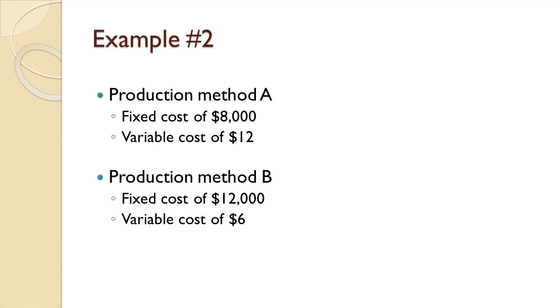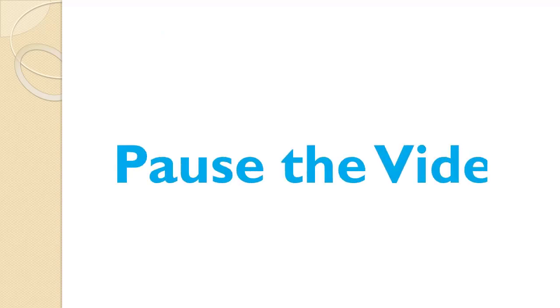In this example, production method A has fixed cost of $8,000 and variable cost of $12. Production method B has fixed cost of $12,000 and variable cost of $6. Find the indifference point. Since you've seen an example already, let me suggest that you pause the video and try to work this problem on your own. Once you're done, you can use the video to check your work and spot any mistakes you might have made.